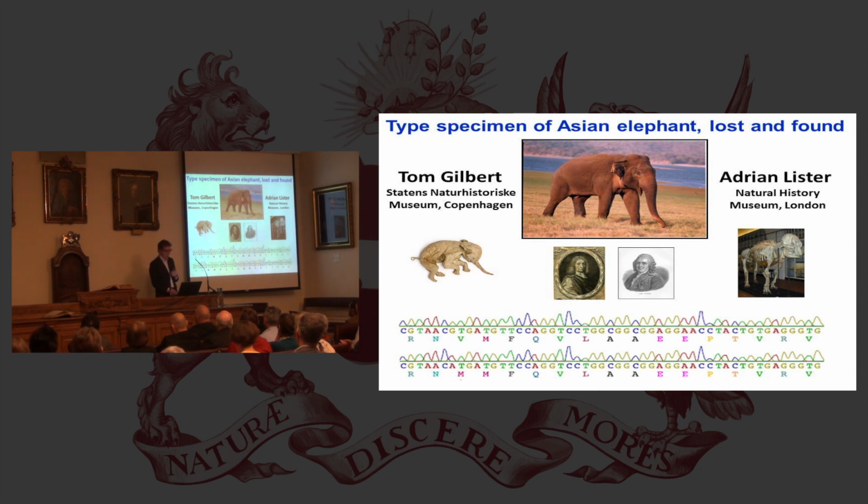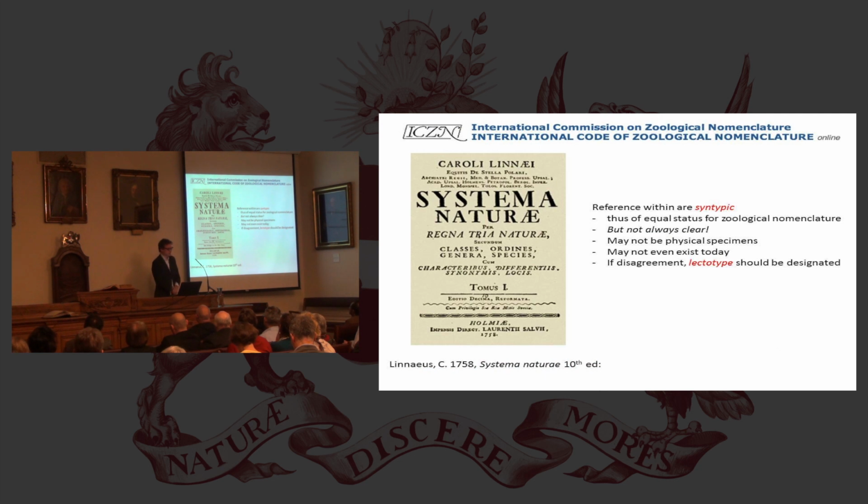And really the story is this: it's about the type specimen of the elephant. It's a very relevant topic, I guess, for today. And as the title says, it's about losing it and finding it. It should become clearer. So as I guess most people here will know, given the society you belong to, according to the International Commission on Zoological Nomenclature, basically the starting date of the naming of organisms scientifically starts with the 10th edition of Linnaeus' Systema Naturae.